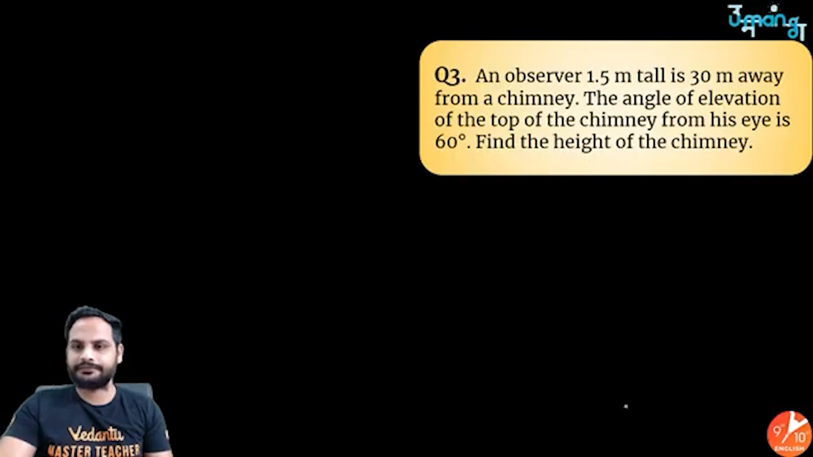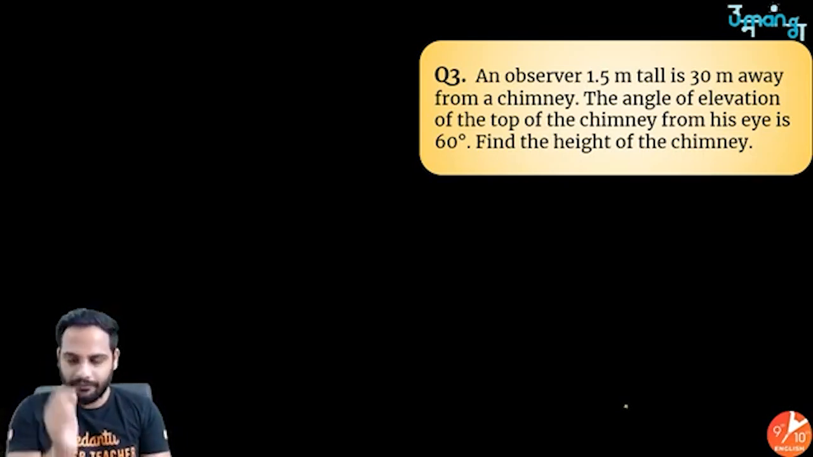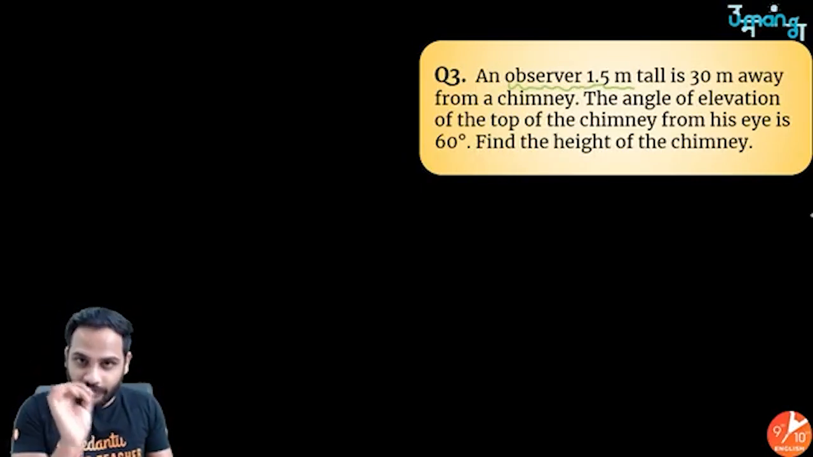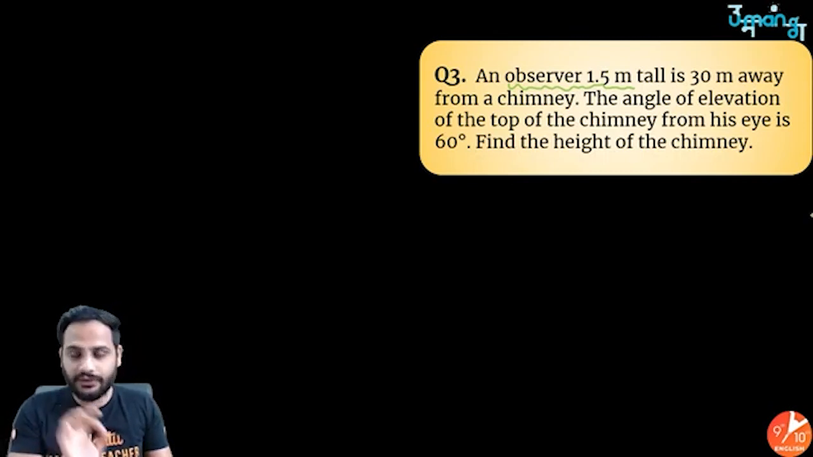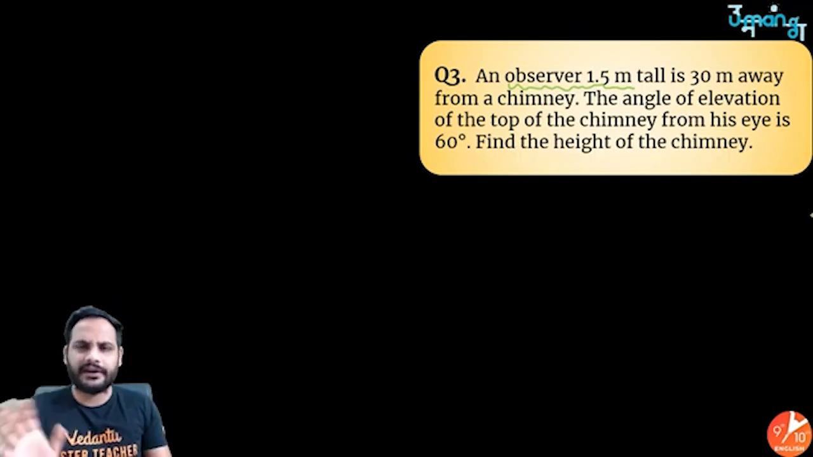The next part. An observer 1.5 meter tall is 30 meter away from a chimney. The angle of elevation of the top of the chimney from his eyes is 60 degrees. Find the height of the chimney. Now see, the important thing is that the observer's height is also given. If the height of the observer is given, we need to consider that in the diagram. If the height of the observer is not given, no need to consider that in the diagram.